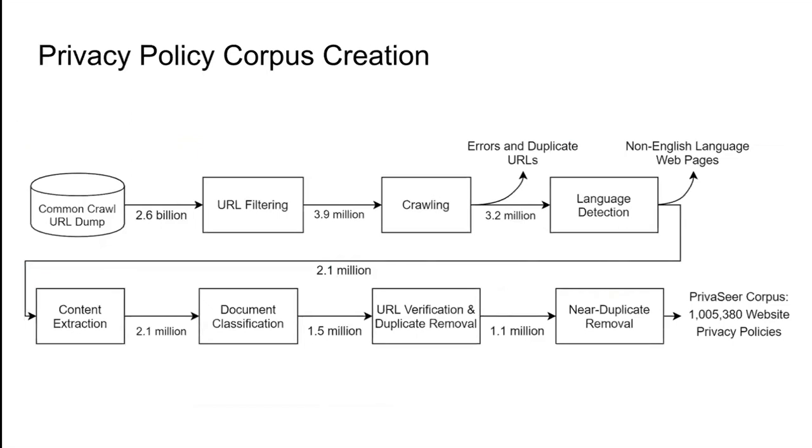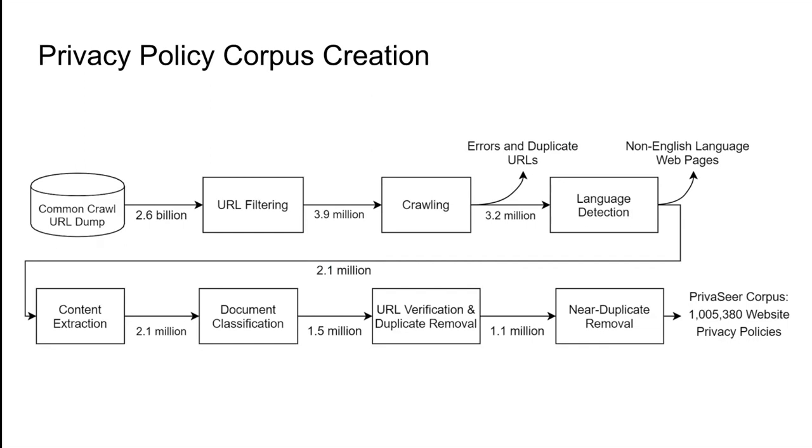And this is our collection pipeline. I'm going to walk you through each of the steps in this pipeline a little better. But just as an overview, instead of going to each website, we started with Common Crawl. Common Crawl is an open source web crawl which crawls the web every month and releases an archive of the crawl. So we simply collected the URLs which satisfied a URL selection criteria for being a privacy policy. Then we went through a filtering process, a crawling process, a language detection step, a content extraction step, a document classification step, and finally duplicate removal and near duplicate removal steps. And finally, we ended up with about 1 million privacy policies.